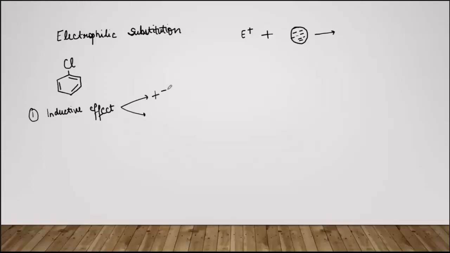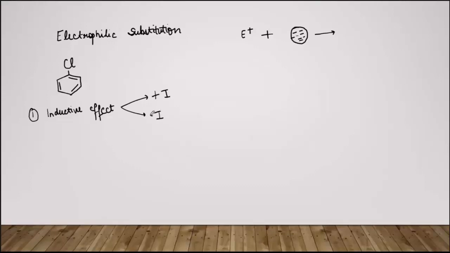एक होता है +I. When we say +I, that substituent is transferring electron density and giving electron density to the overall compound. ठीक है, तो ये अपने से दूर कर रहा है electron density को. और -I is when we say that substituent is good at attracting or withdrawing the electron density.